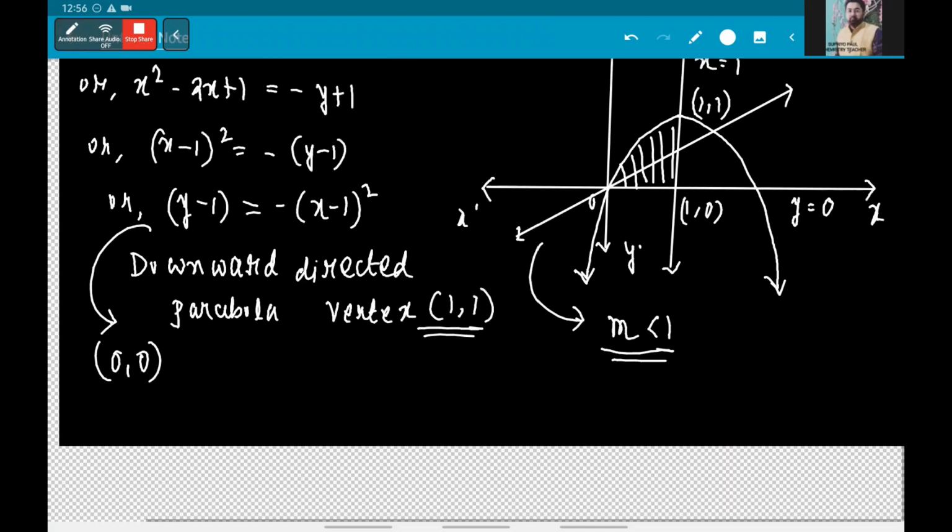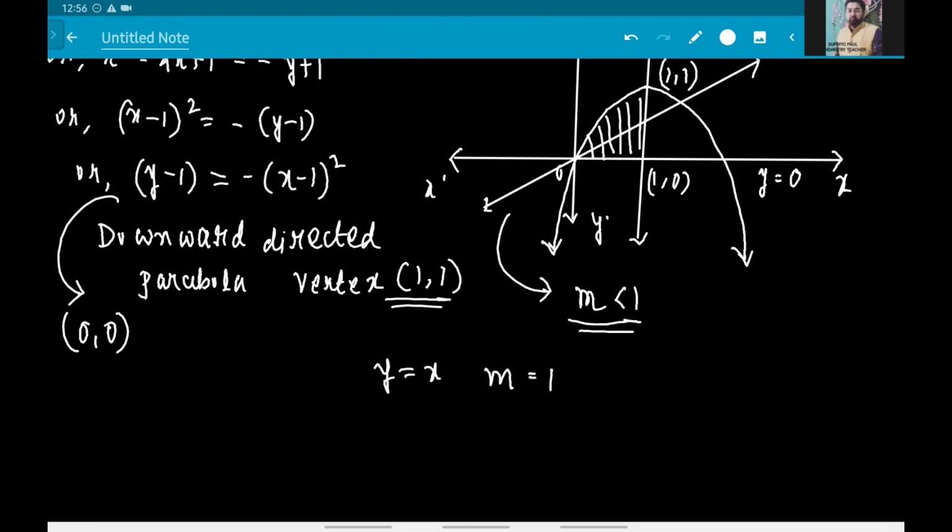So here m, you can understand it is 1, so this is cancelled. Now the next option is given y equal to 2x, so here it is not acceptable because m here is 2. The next option is y equal to 3 by 2x. This is also not acceptable because here 3 by 2 means 1.5 and it is greater than 1.